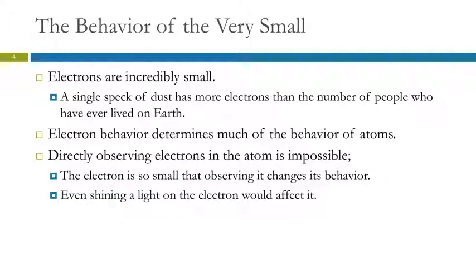Their behavior determines much of the behavior of atoms, and so we have to have at least some basic concept of how electrons behave. Directly observing them is impossible because they're too small. I mean, we can barely get images of atoms, and electrons are much, much smaller. So we can't directly observe them, but we can indirectly observe them. And when we observe them, even indirectly, the behavior of the electron changes.